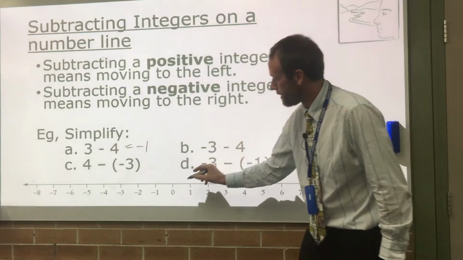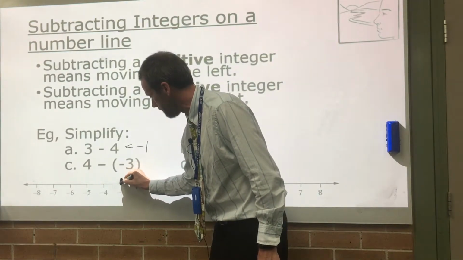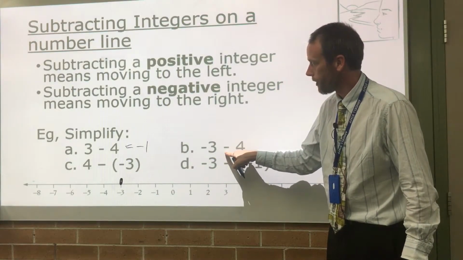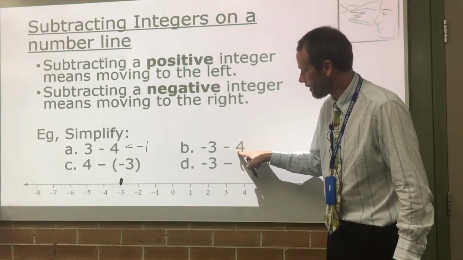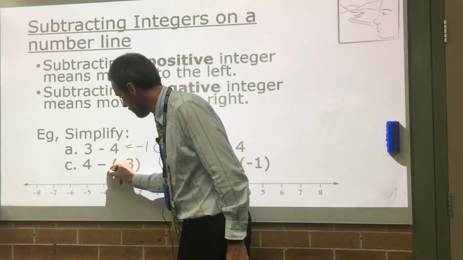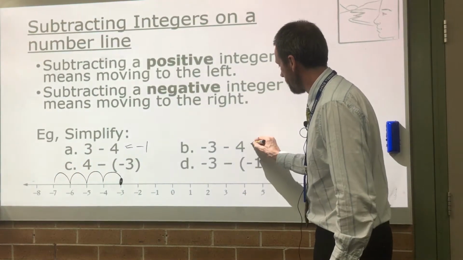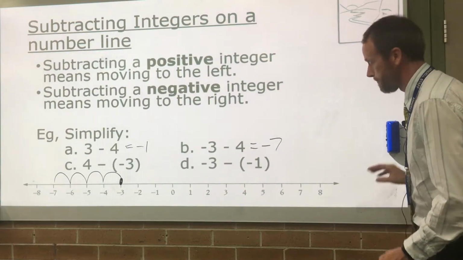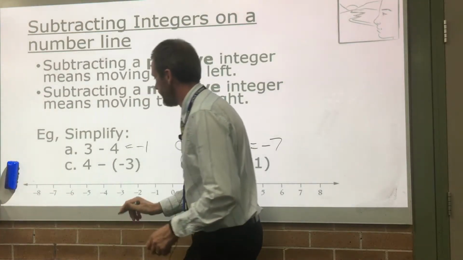Let me show you. So we go negative 3, 1, 2, 3. That's our negative 3. And then it says minus 4. So we're subtracting effectively a positive, but we're going to go to the left. It's like our normal question, 1, 2, 3, 4. And we end up at negative 7. All right? Let's keep going. Let's have a go at the next one.